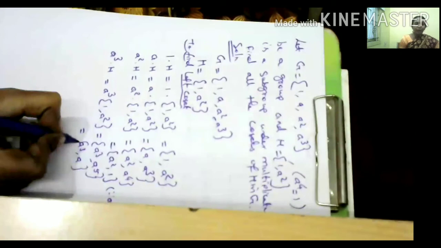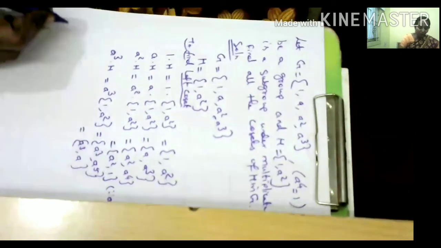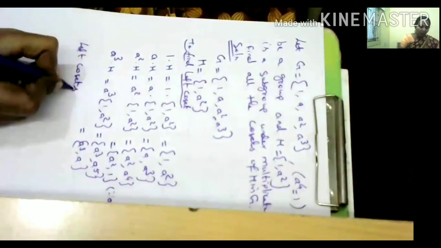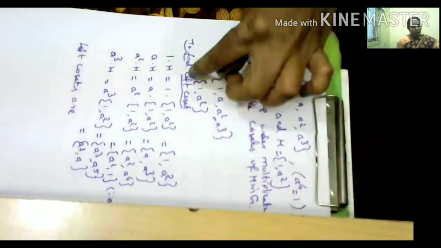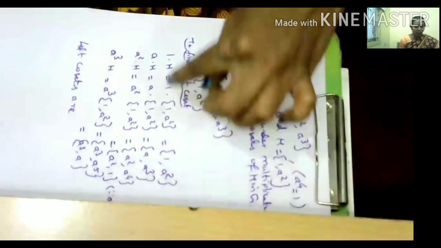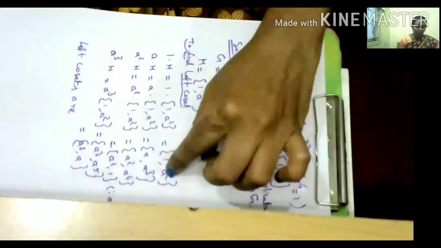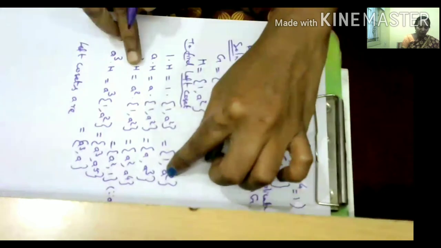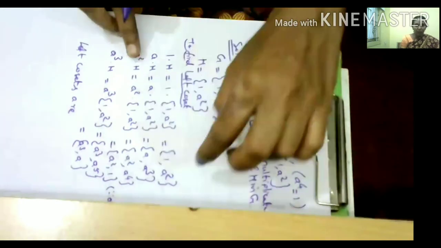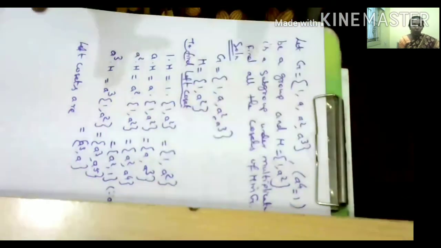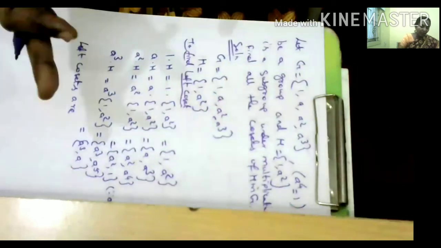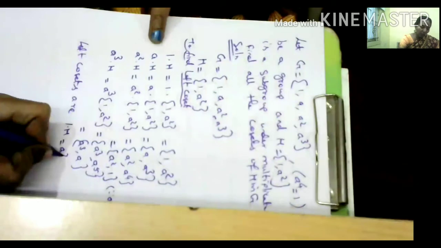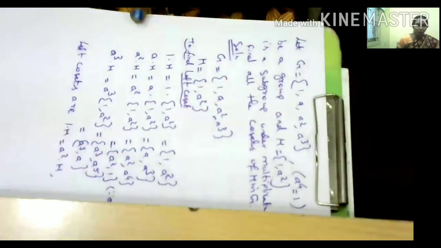Now write the left cosets and conclude. The first set, 1 into H, is 1 comma a square. The third set, a square into H, is also a square comma 1. Both these sets have the same elements. Therefore 1 into H is equal to a square into H. This is one left coset.